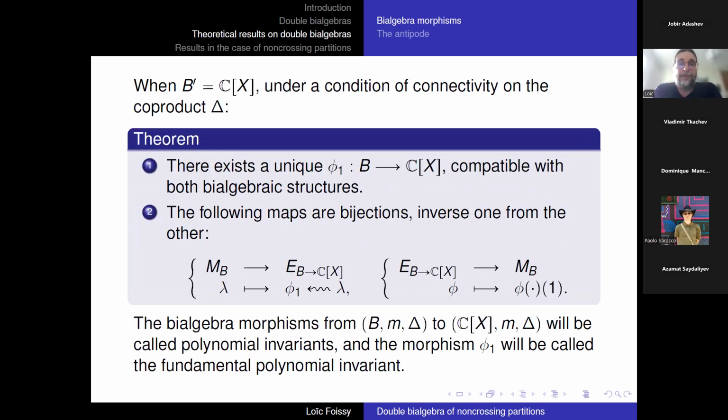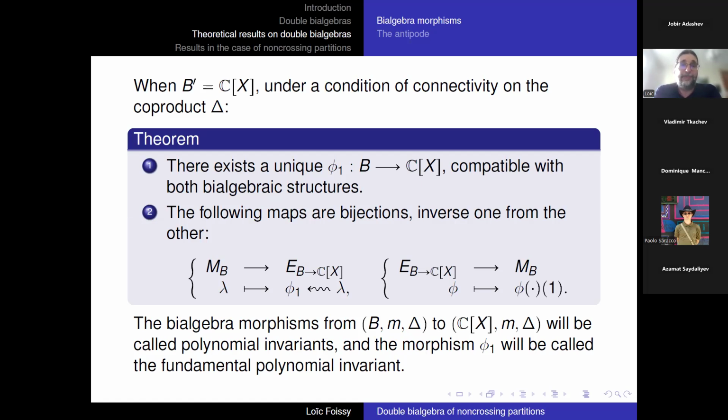So for the second bialgebra, I take just polynomials. What you can think of is that you can consider graphs or posets or non-crossing partitions, and you want to associate to them a polynomial invariant. Maybe you can think of the chromatic polynomial for graphs or something like this. And if your polynomial invariant is correct, this means that it should be compatible with the product and the first coproduct.